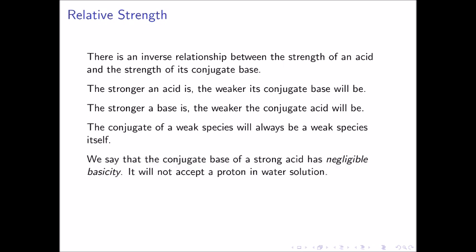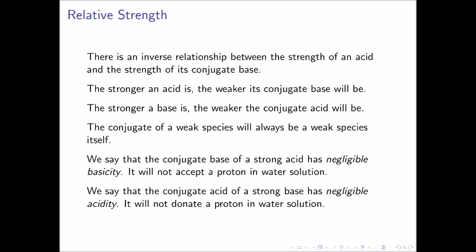When considering the conjugate base of a strong acid, we say that it has negligible basicity. It will not accept a proton in water solution. The chloride ion is an example of this, being the conjugate base of the strong acid hydrochloric acid. The chloride ion will not accept a proton in water solution.